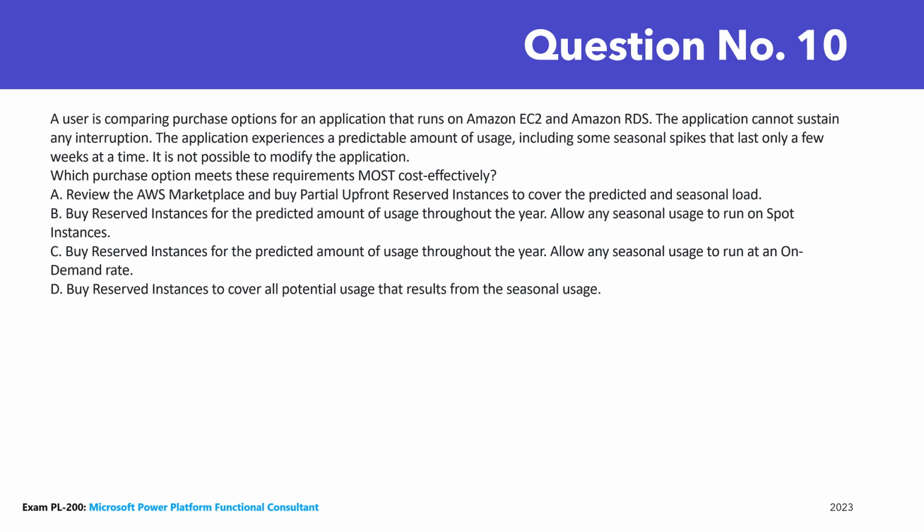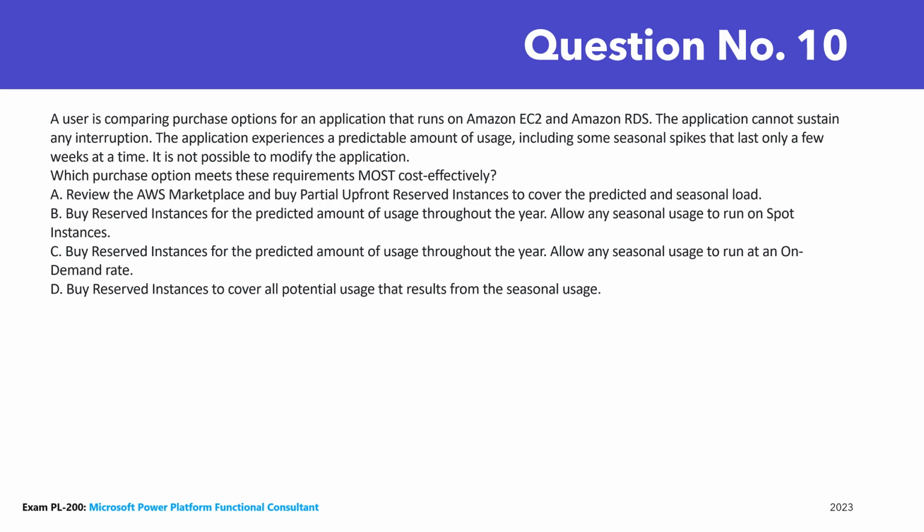A user is comparing purchase options for an application that runs on Amazon EC2 and Amazon RDS. The application cannot sustain any interruption. The application experiences a predictable amount of usage, including some seasonal spikes that last only a few weeks at a time. It is not possible to modify the application. Which purchase option meets these requirements most cost-effectively?